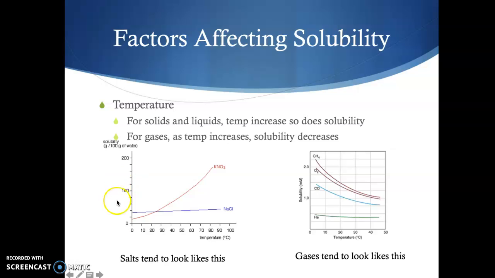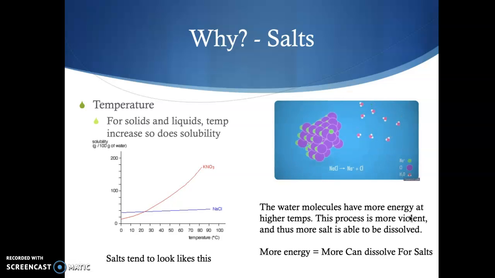Solubility is here on the y-axis, and on the x-axis we have temperature. So as temperature increases, notice that the lines for salts tend to go up. So solubility increases as temperature increases. And gases tend to go down. So the solubility of a gas goes down. So the question is, why is that? Let's look at these two little videos, and then talk about what happens here.